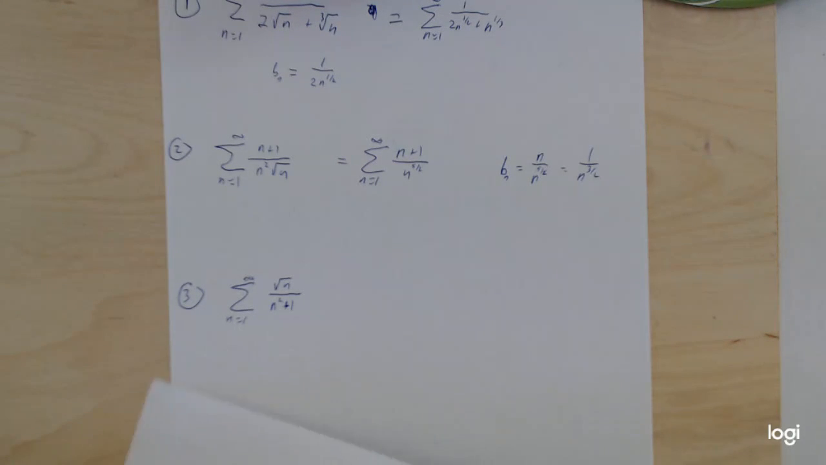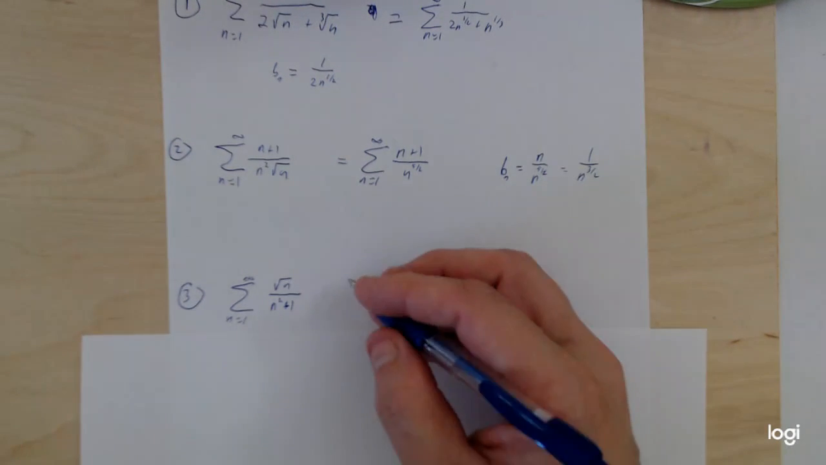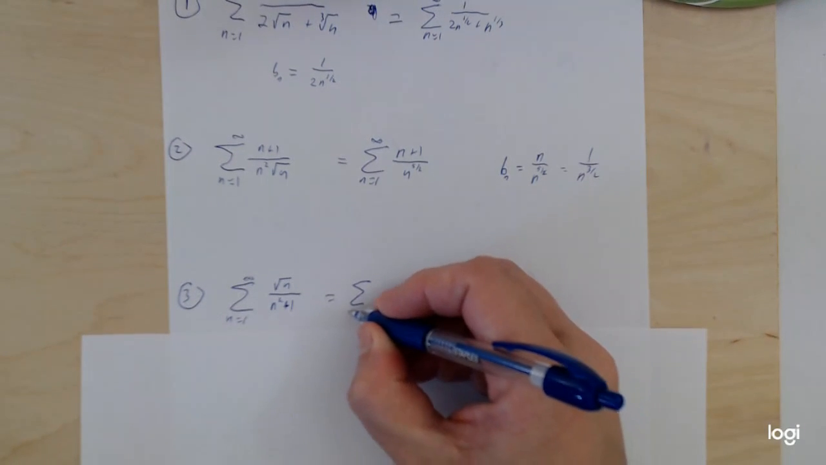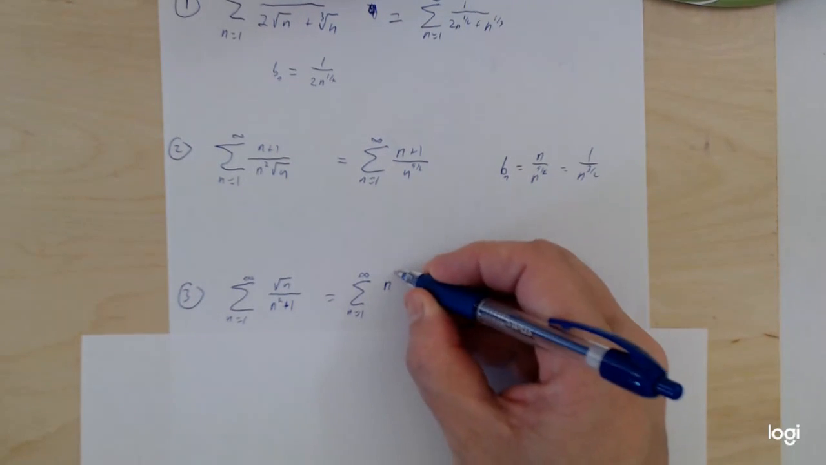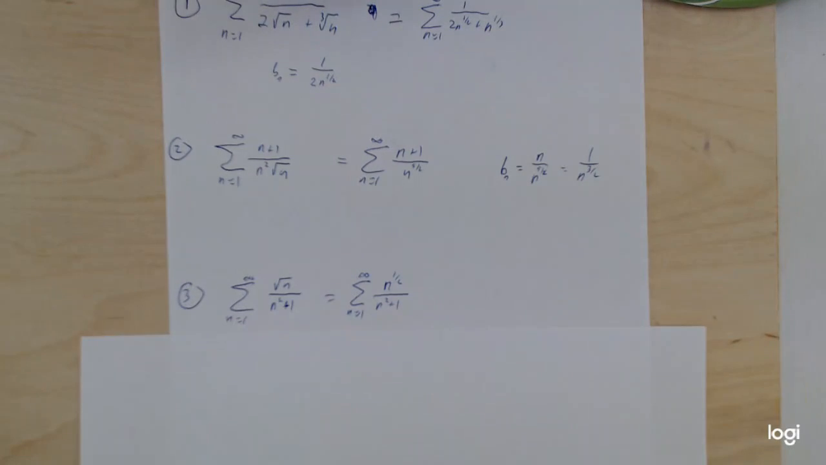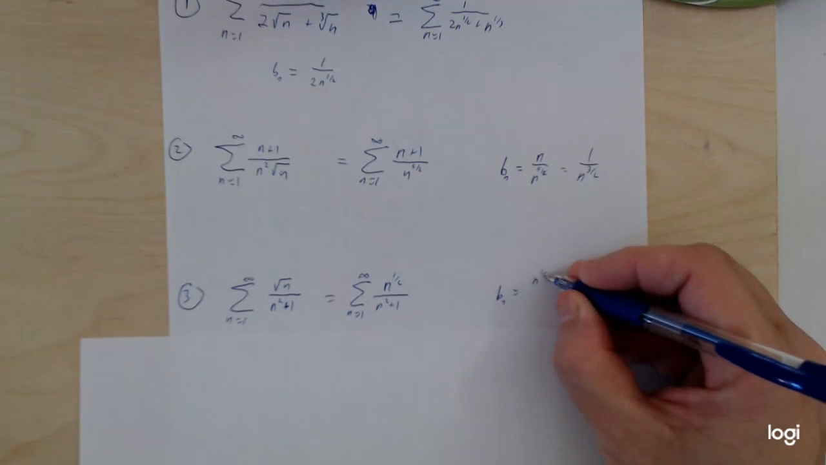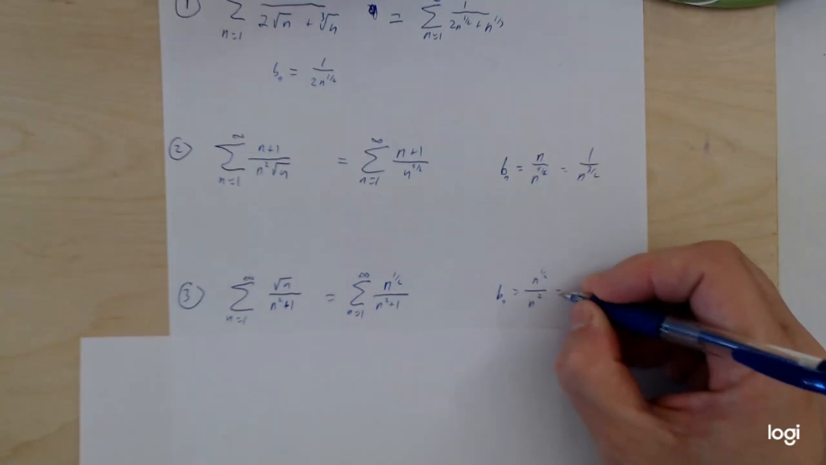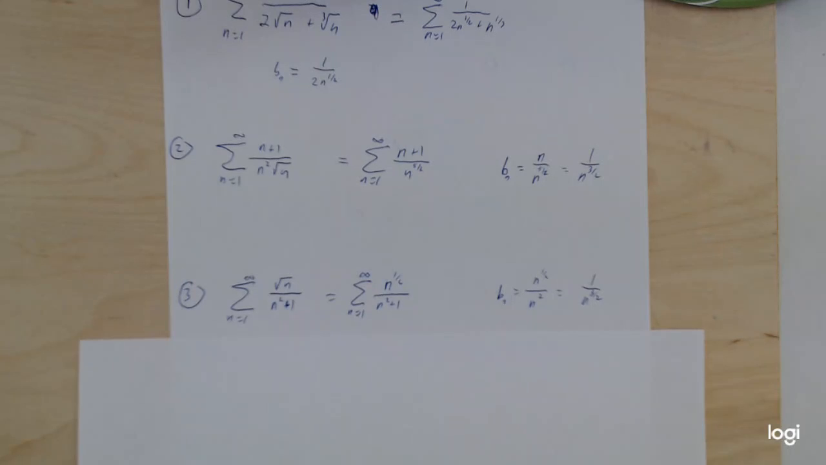Here we have root n over n squared plus 1. And so, again, my root n is n to the 1/2. And again, the big term in the numerator obviously is root n, and in the denominator it is n squared. So I'm going to take my b sub n to be n to the 1/2 over n squared, or 1 over n to the 3/2. Just coincidence, those last two are the same, but we're really following the same process here.